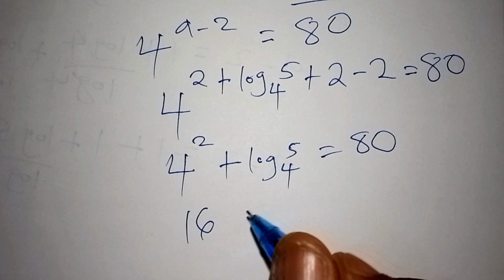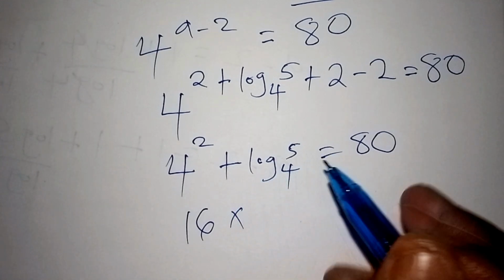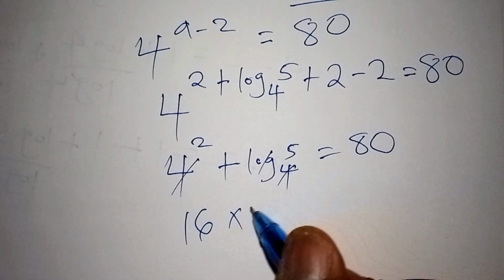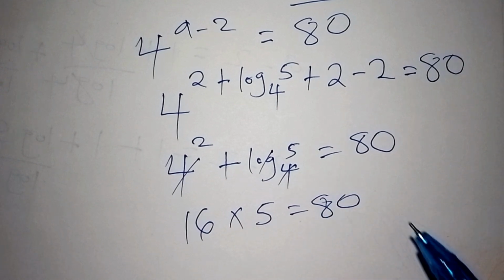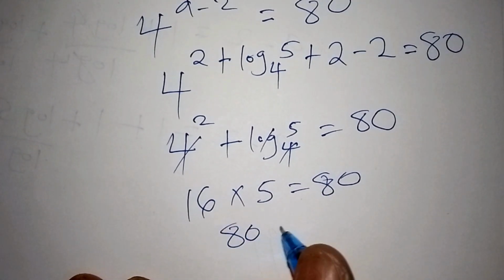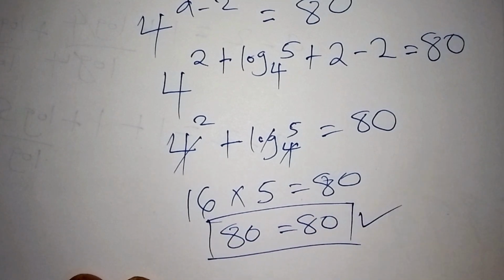Then from there, the plus shall change to multiplication. So the log to the base of 4 shall cancel with 4. So now we shall have here 5 is equal to 80. So here 16 times 5 is 80, equal to 80. So it means that our answer was very correct.